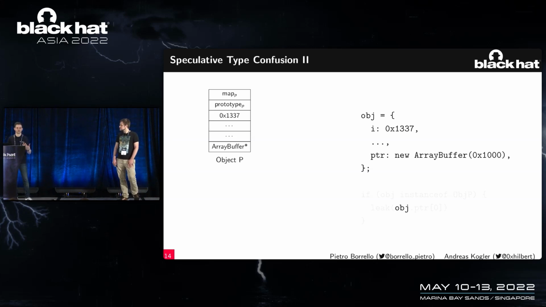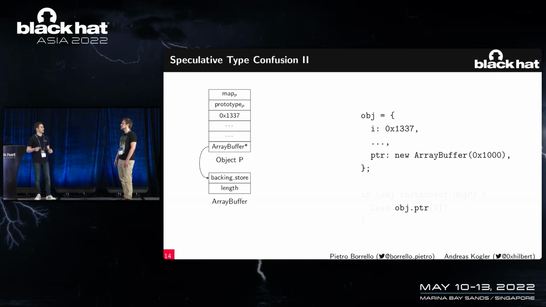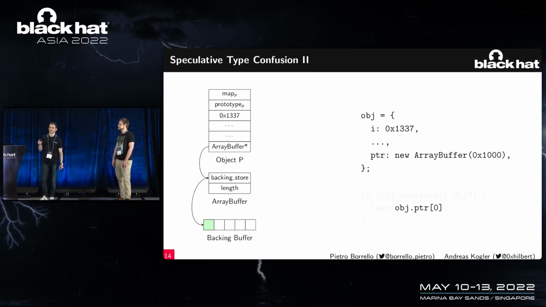We will have the JavaScript object with the integer and the pointer. Is this pointer the 64-bit pointer? No, this is still a pointer to a JavaScript object that is 32 bits. This pointer will point to the array buffer object, which itself contains the 64-bit pointer. That's the pointer we target. So we actually have two memory dereferences when you do obj.pointer[0].